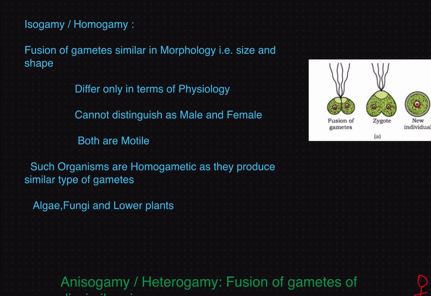Isogamy, which is otherwise called as homogamy. Iso or homo, that means same type. As we are aware of the fact that in sexual reproduction there is fusion of two gametes, one is male and the other one is female. In this type of fusion, the organism produces two gametes, but both the gametes are very much similar in morphology. That means you cannot differentiate which is male and which is female. Both are similar in their size and shape.